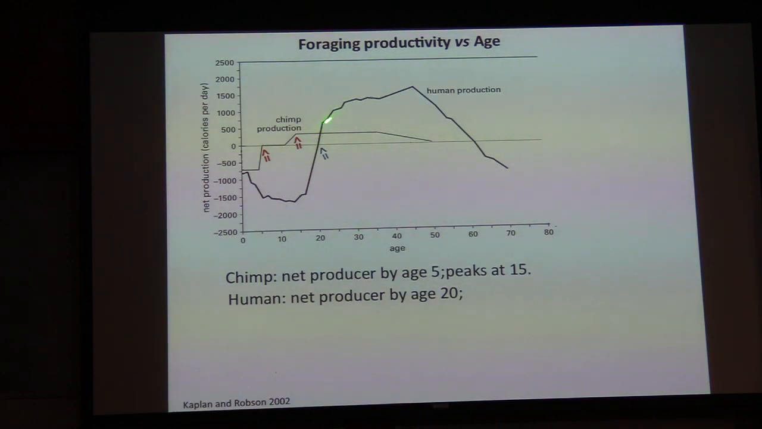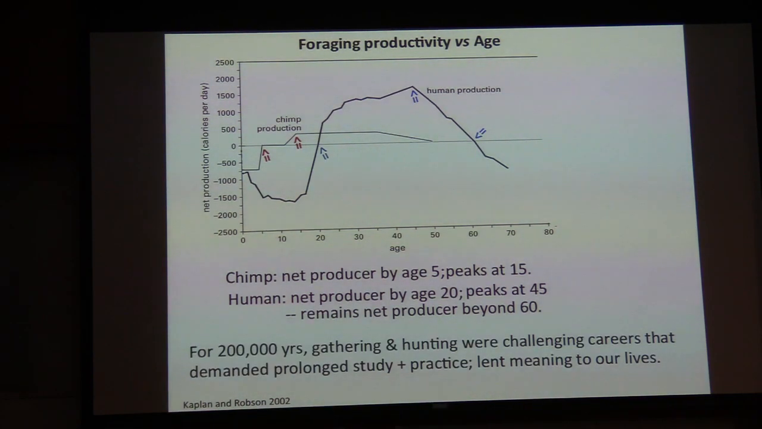our foraging and hunting ability is learned over a very long period of years. So you don't reach full productivity until about age 45, and then there's this slow decline with age, and beyond age 60, people are still basically feeding themselves, and don't need it, are net contributors to the society. So what this means is that for 200,000 years, gathering and hunting were challenging careers that demanded long study and practice, and this gave meaning to everybody's lives.